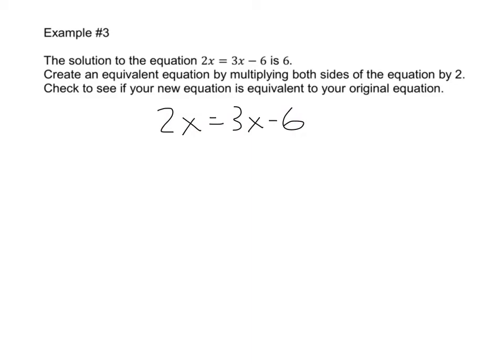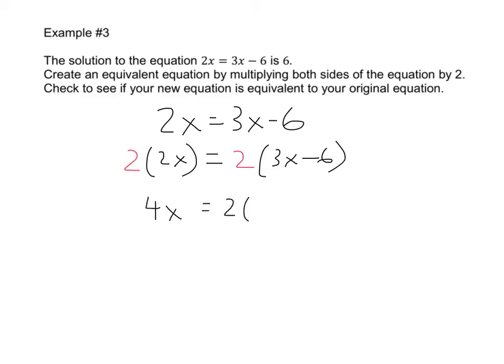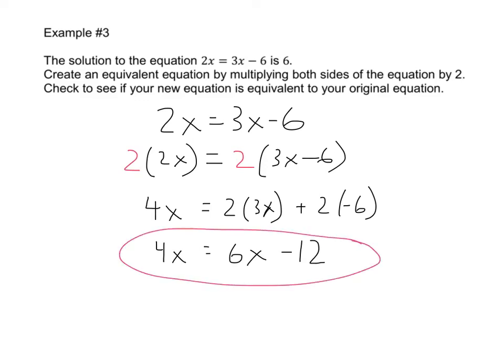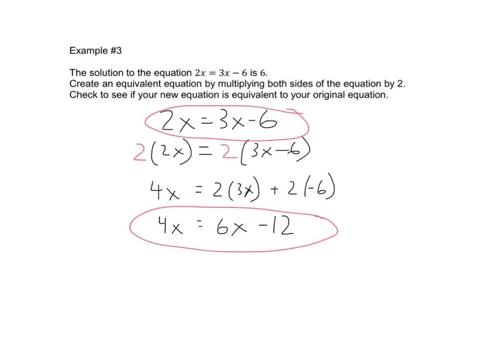All right, welcome back. So let's multiply both sides by 2. If I multiplied the left side by 2, that would be 2 times 2x. And then if I multiplied the right side by 2, that would be 2 times 3x minus 6. Let's see what we get. We get 4x on the left. On the right, we have 2 times 3x, let's distribute, plus 2 times negative 6. That gives me 4x is equal to 6x minus 12. I'm claiming that this is equivalent to this. Why is that true again? They're equivalent because they should have the same solution.